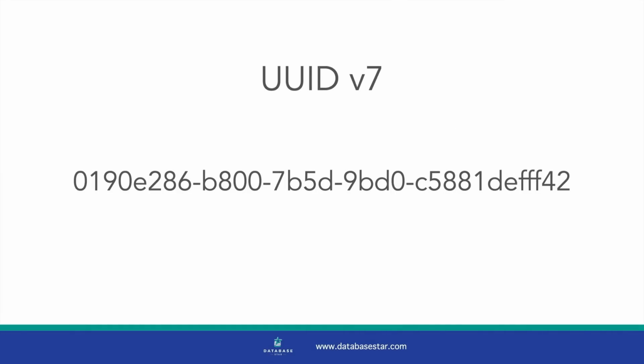Another variant of UUID is UUID v7. This is similar to UUID v4 in that it uses a randomly generated value, but it includes a component of the time at the start. This means they can be sorted and better used in indexes. Here is what a UUID v7 value looks like.